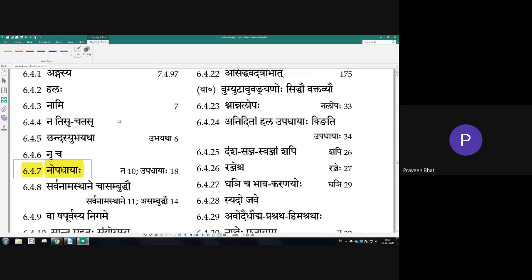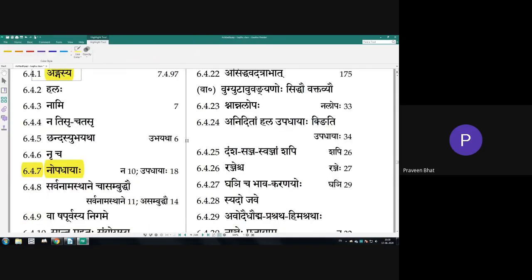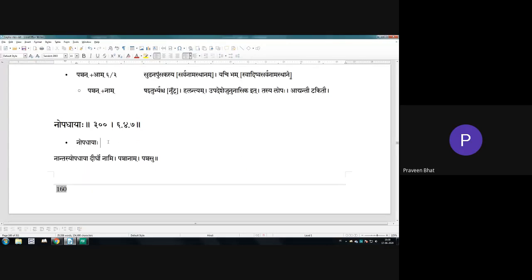What else is the anuvritti nearby? Angasya. Angasya is an adhikara, so angasya will be there anyway. Angasya dirgaha. Angasya upadhayaha dirgaha. Which upadha? Upadha of nakara. "No upadhayaha": nakarasya upadha dirgha bhavati. So this angasya is the adhikara, dirgha is the adesha.